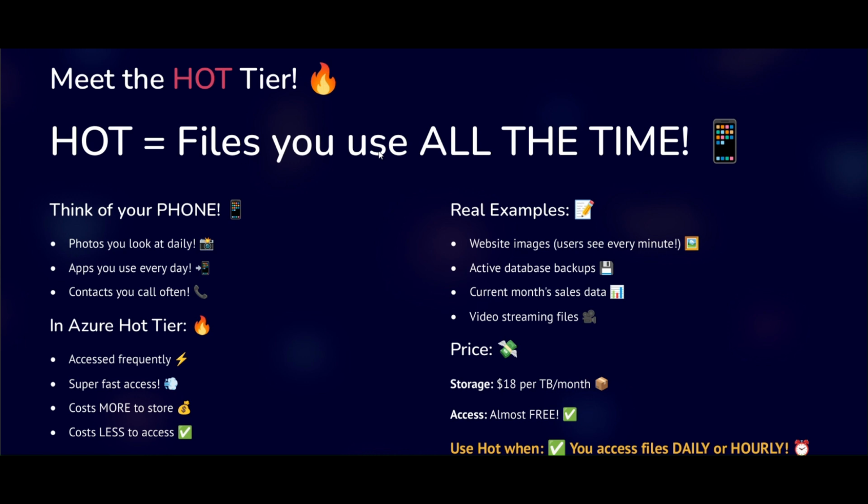Examples from real life: website images, application files, current month reports, live dashboard. If data is used again and again, hot tier is the best choice.